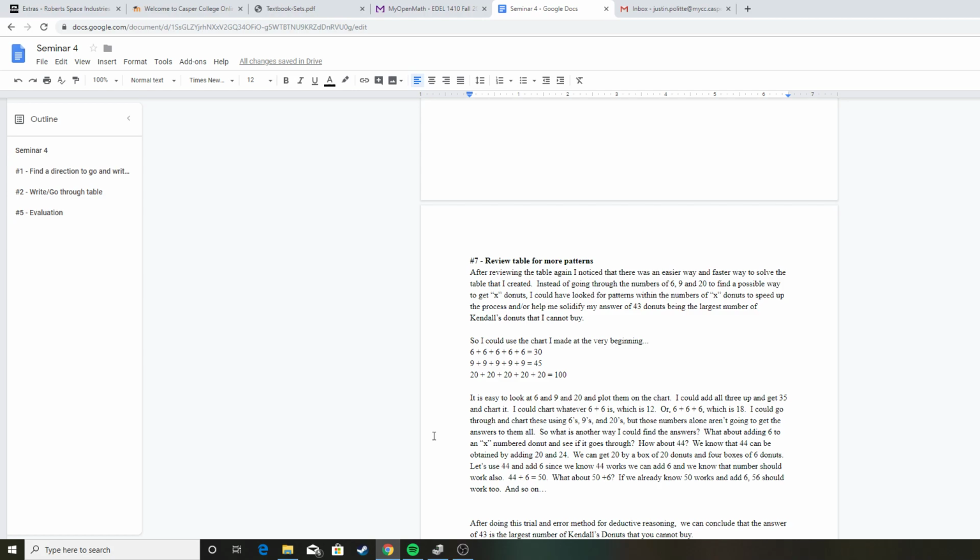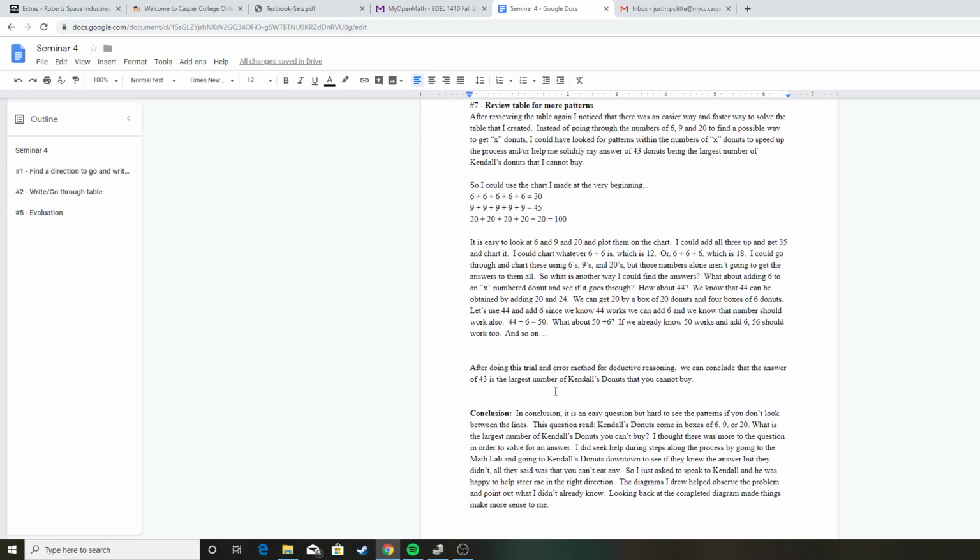What about adding 6 to an X numbered donut and seeing if it goes through? How about 44? We know that 44 can be obtained by adding 20 and 24. We can get 24 by 4 boxes of 6 donuts, plus a box of 20 donuts. Let's use 44 and add 6. Since we know 44 works, we can add 6 and we know that number should also work. 44 plus 6 equals 50. What about 50 plus 6? If we already know 50 works and add 6, 56 should work too, and so on. After doing this trial and error method for deductive reasoning, we can conclude that the answer of 43 is the largest number of Kendall's donuts that you cannot buy.